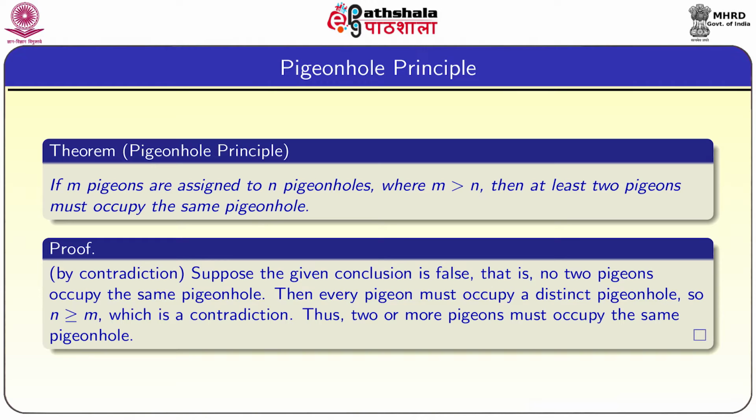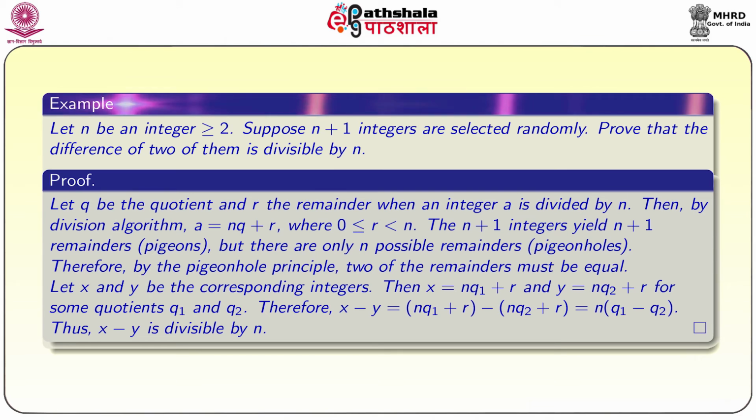Now we will use this pigeonhole principle to prove another result, another application, in number theory. For example, we want to show that, let n be an integer greater than or equal to 2. Suppose n plus 1 integers are selected randomly; prove that the difference of 2 of them is divisible by n. So, we have n plus 1 and n. We have to utilize this and use the pigeonhole principle to prove the result.